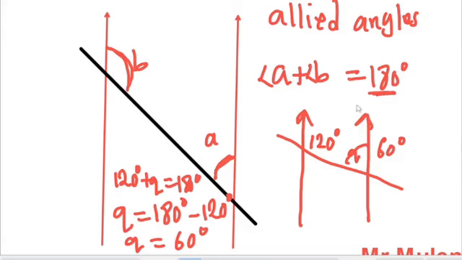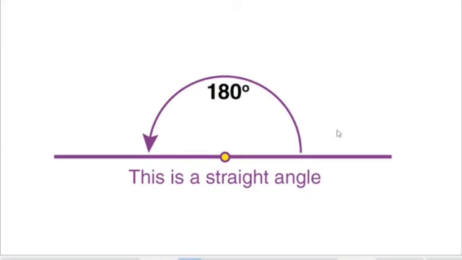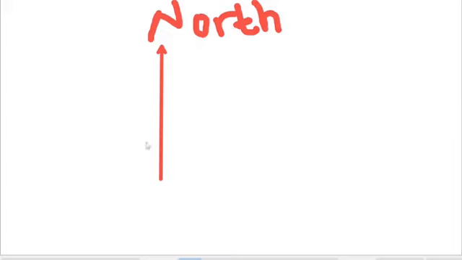Apart from this property, let us look at another property. We have a straight angle. This straight angle gives us 180, as you can see. This is a straight angle property. It is very important to understand it as well. Apart from this, let us look at our last property.